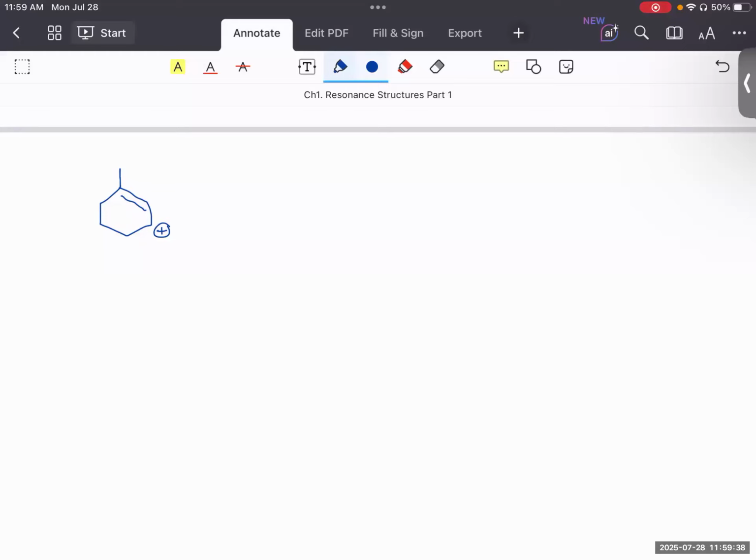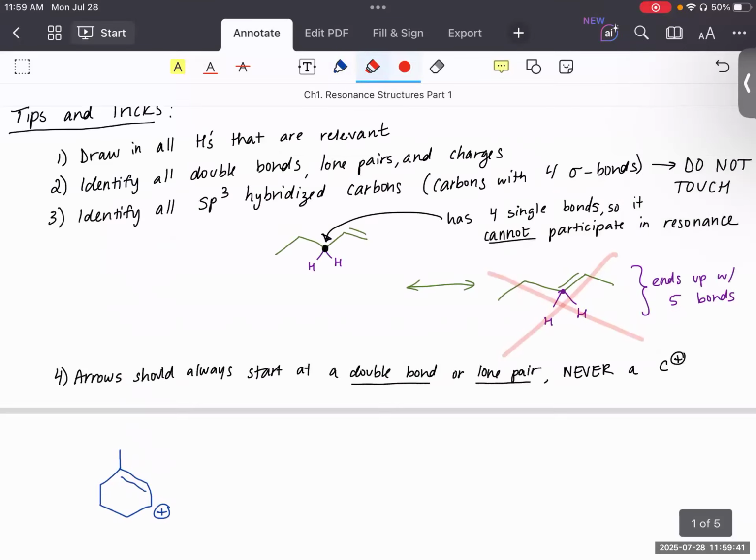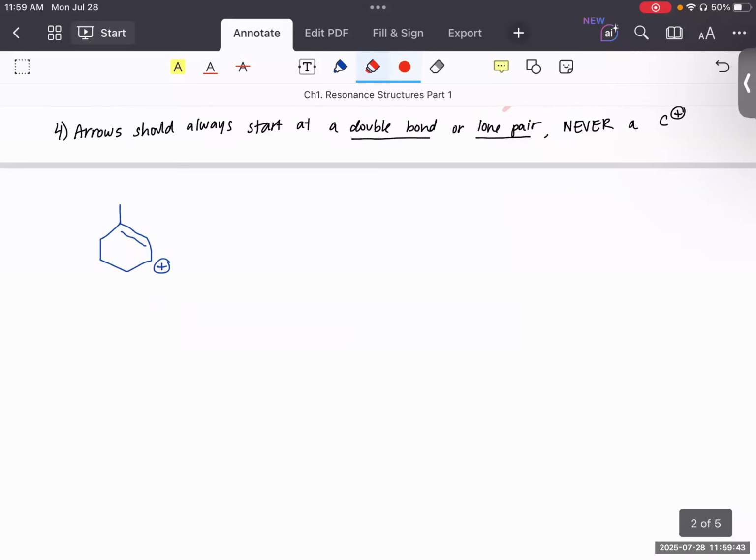All right, so let's look at the structure here. So as we talked about in these tips and tricks, we're going to first identify where there's possible resonance that can happen, which is going to be where you have any double bond or any charge, which is going to be this part of the molecule here. And then the next thing I want to do is make sure that I'm not touching any carbons that are sp3 hybridized. So this carbon and this carbon right here would both have 4 bonds already, 4 single bonds. So we do not touch either of those.